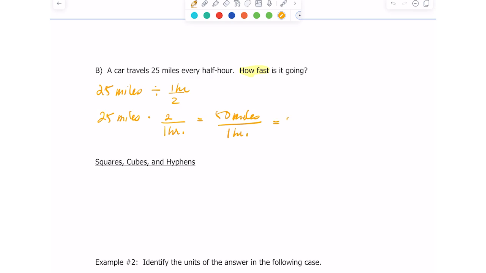So my answer, you may see it written as 50 miles per hour. So what that means is a car covers a distance of 25 miles in a half hour, traveling at a speed of 50 miles per hour.